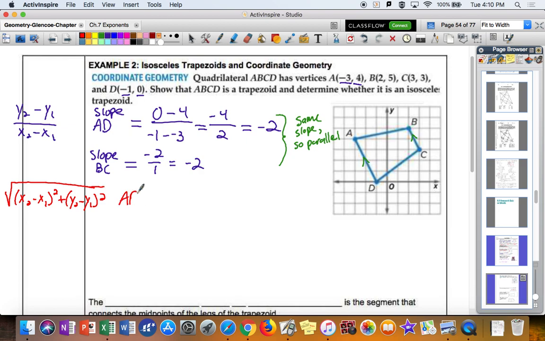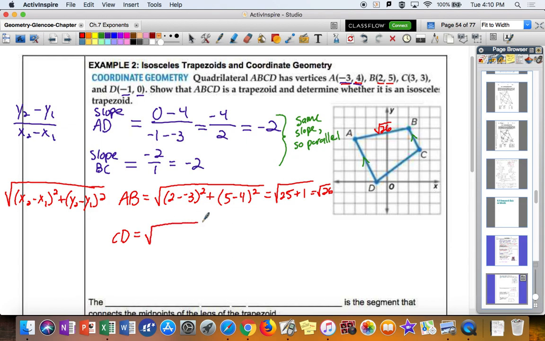So for the AB distance, let's take a look at the difference between the x values. I'm going to go second x minus the first x, squared, plus the difference between the y values, 5 minus 4, squared, is equal to, so 2 minus negative 3 would be 5. 5 squared is 25. 5 minus 4 is 1. 1 squared is 1. So square root of 26. So this has a distance of the square root of 26. It has that length. And then we are also going to get the distance between C and D.